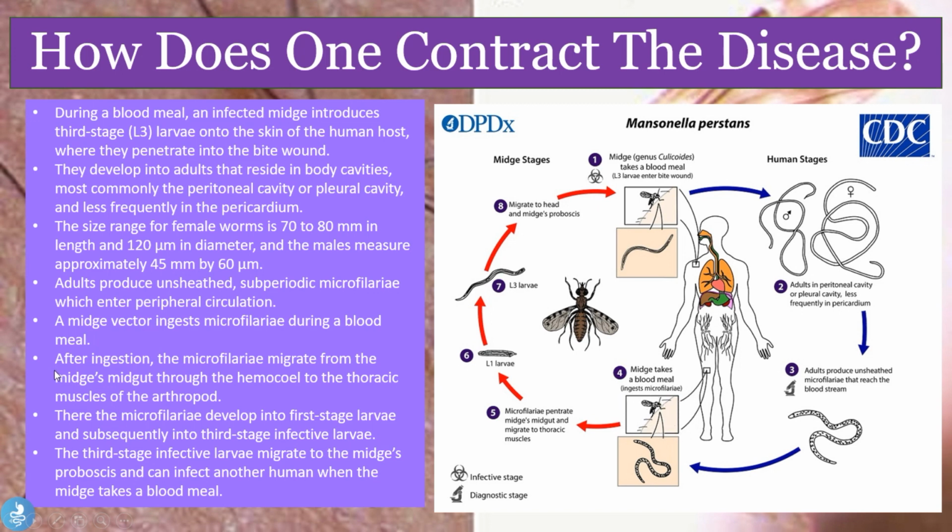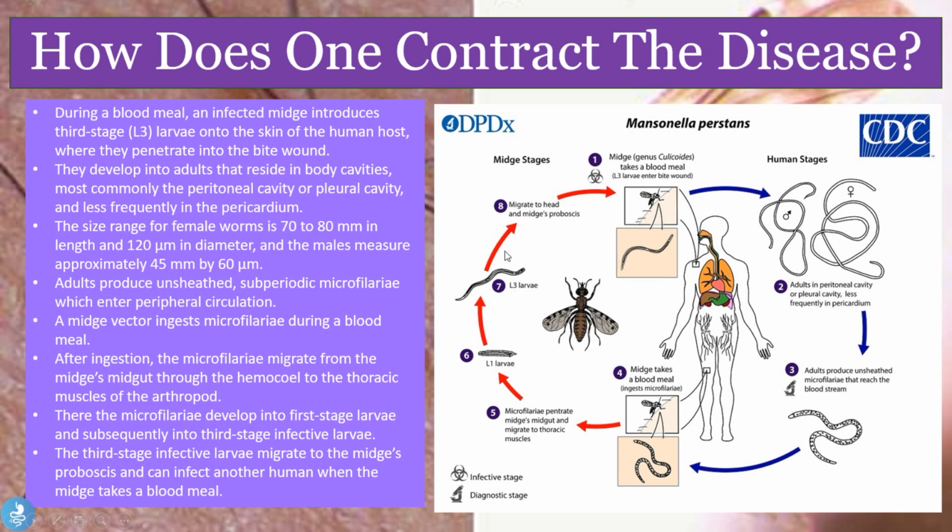So after the ingestion, the microfilariae in this midge migrate from the midge's midgut through the hemocoel and to the thoracic muscles of the arthropod. So now we have these microfilariae which penetrate the midge's midgut and migrate to its thoracic muscles. And there we have the microfilariae which develop into first stage larvae and subsequently into third stage infective larvae. So now we have the first stage larvae and then we have the third stage infective larvae.